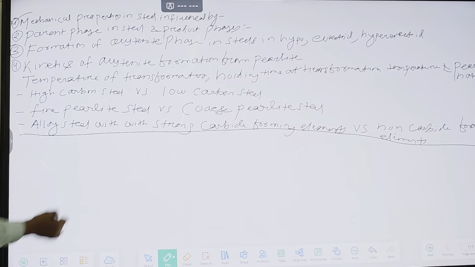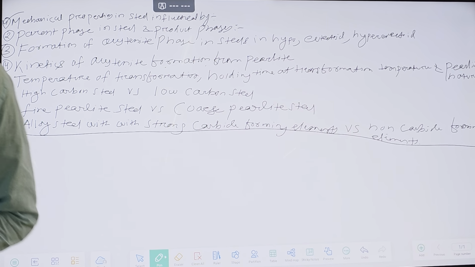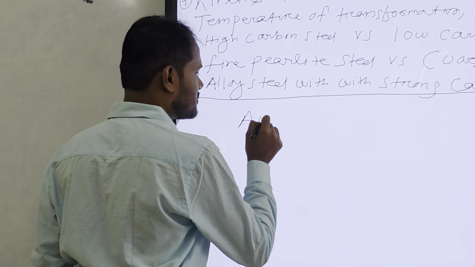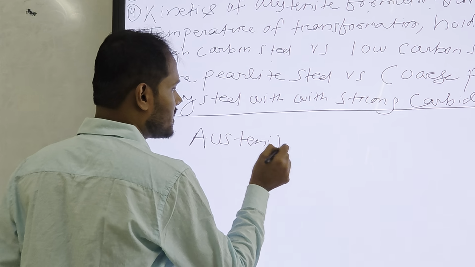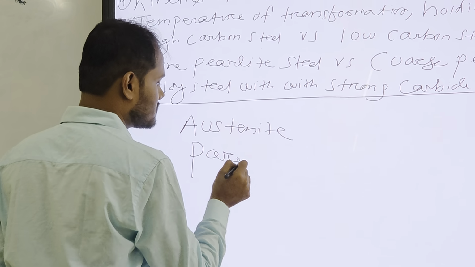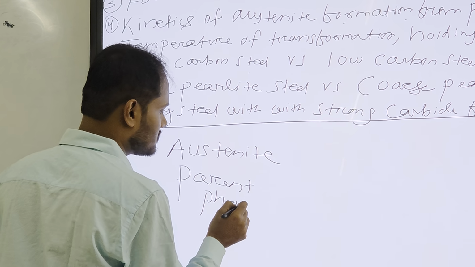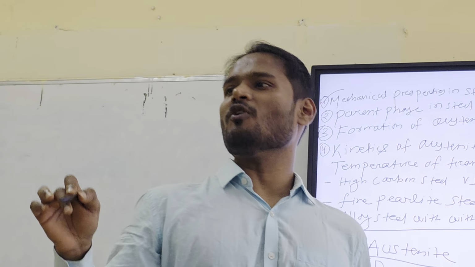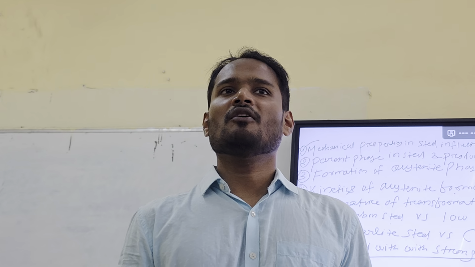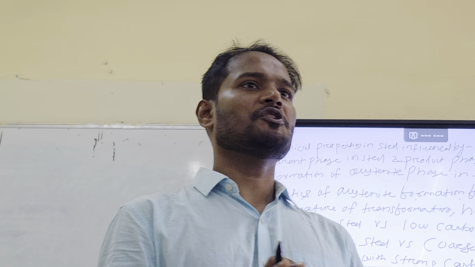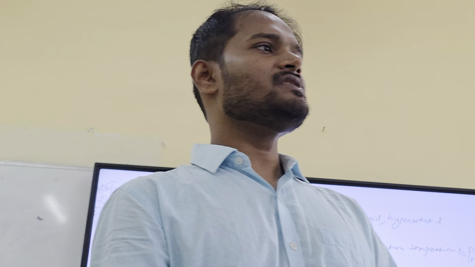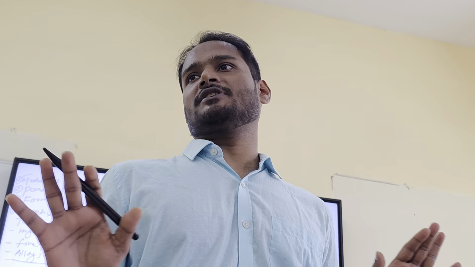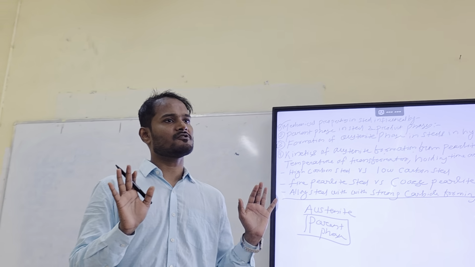Then next is, you remember parent phase and product phases. Which one is the parent phase always? Austenite is the parent phase always. That is the reason why we always do austenitizing. That means whatever initial microstructure you have in your steel at room temperature, you always heat the steel to a point where the entire structure will be austenite. That means grain and grain boundary is austenite.